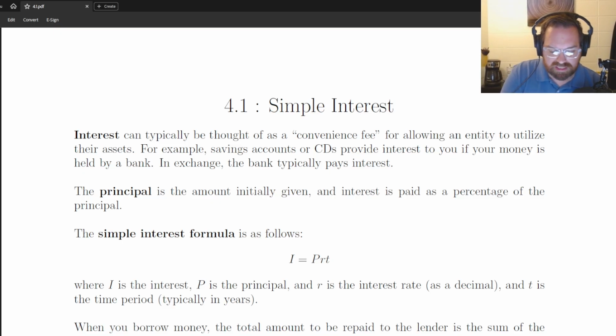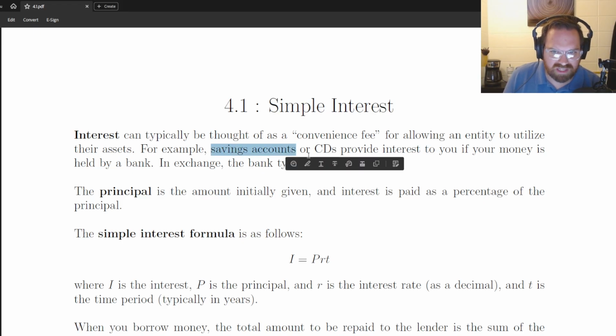And so simple interest, again, you can think of it as a convenience fee for allowing some entity, so it could be like a bank, it could be student loans, we'll talk about those. It could be a car loan, we'll talk about those. Credit cards. You're essentially allowing some entity, or they are allowing you, to utilize their money for like a convenience fee, if you will.